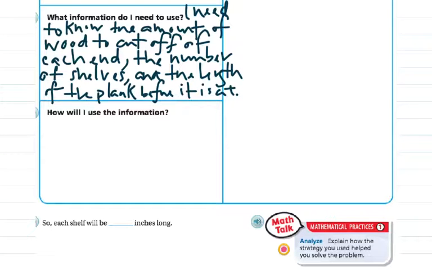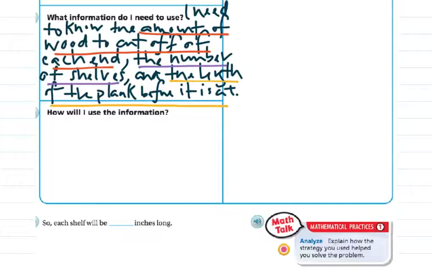So next, it says, what information do I need to use? I need to know the amount of wood to cut off of each end. Also, I need to know the number of shelves, and last, the length of the plank before it is cut.